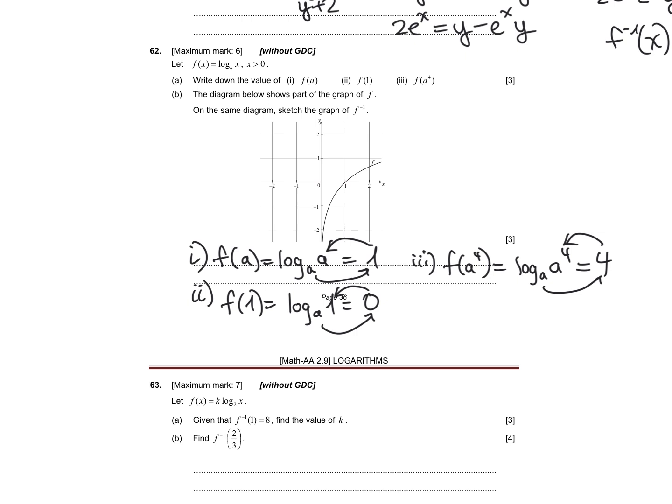For B, the diagram below shows part of the graph of f. On the same diagram, sketch f inverse. So if we've got 0, 1, 1, 0, we've got 0, 1 here. And the asymptote is at x equals 0. So the asymptote here is at y equals 0, and it's going to go like this.